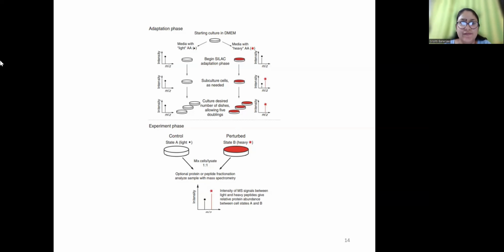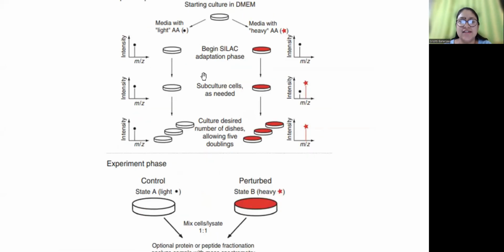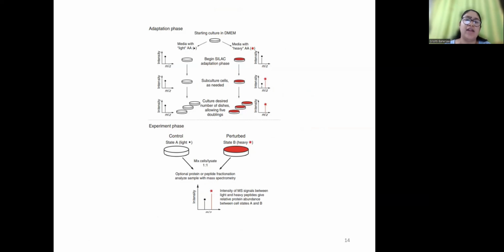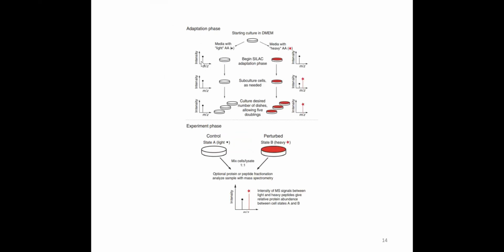Okay, so we left here. What exactly happens in case of SILAC? We'll go through the process once again. The first is the adaptation phase, followed by the experimental phase. In the adaptation phase, we have a starting culture, and we process it in two different ways. One is we provide the media with light amino acid, which has only 12C6. Similarly, we have a heavy one. So we see the chromatogram of these, or the peaks here.